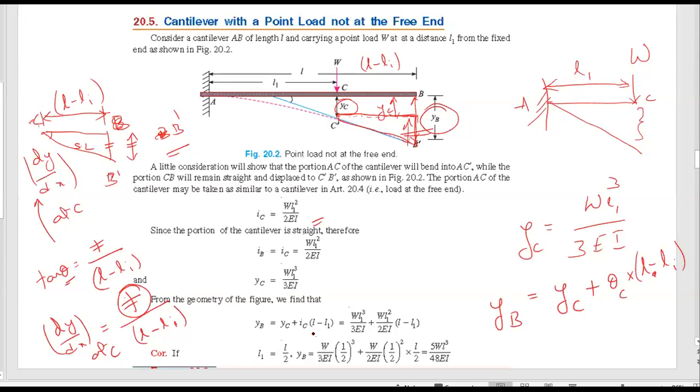So that is the value written here. Therefore, substituting the value of YC, the slope, and L minus L1, we can find the deflection at the free end. That is the maximum deflection.